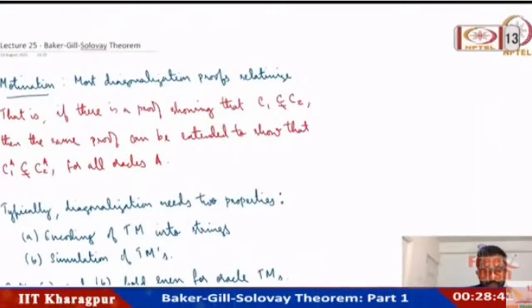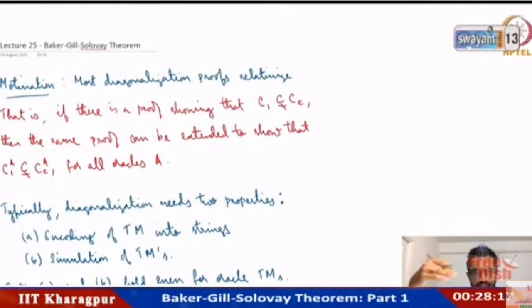Hello and welcome to lecture 25 of the course Computational Complexity. Today we are going to see an interesting theorem called the Baker-Gill-Solovay theorem. Baker, Gill and Solovay proved it in 1975. So let's first describe the motivation and then I'll state the theorem, right?